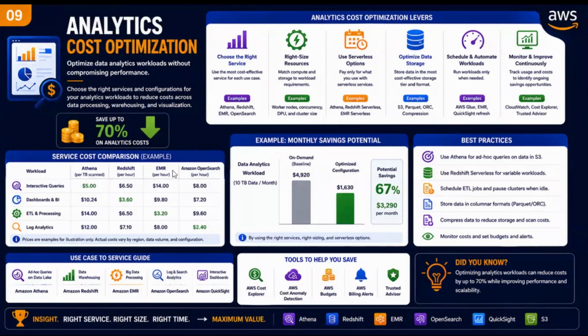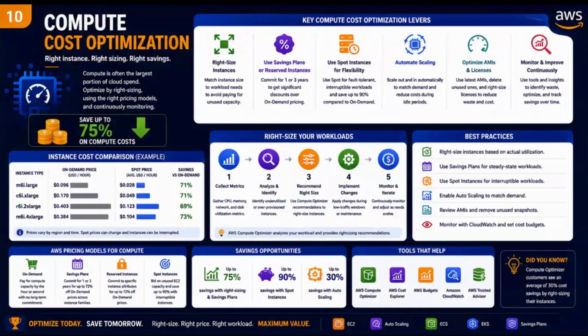alerts. So for analytics cost optimization, always use the tools: AWS Cost Explorer, AWS Cost Anomaly Detection, AWS Budgets, AWS Billing Alerts, and Trusted Advisor. The use case is analytics cost optimization: optimize the data analysis workload without compromising performance. So these are the analytics cost optimization options, and we go to compute cost optimization.